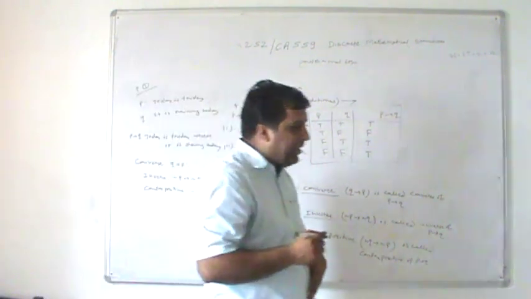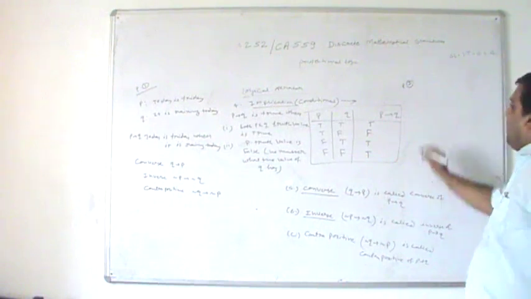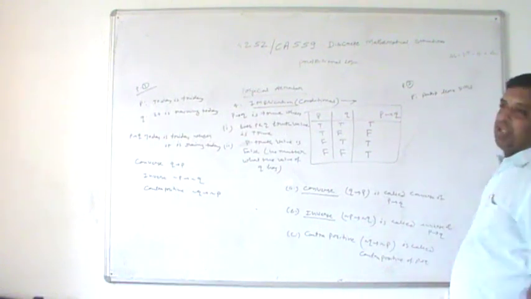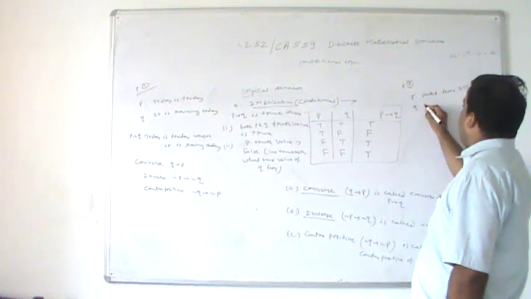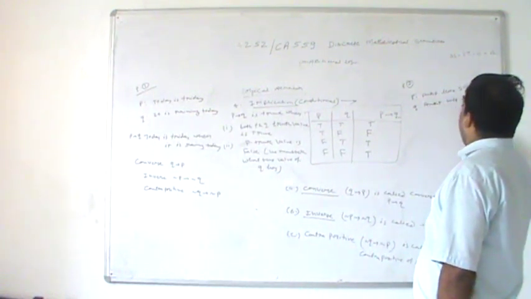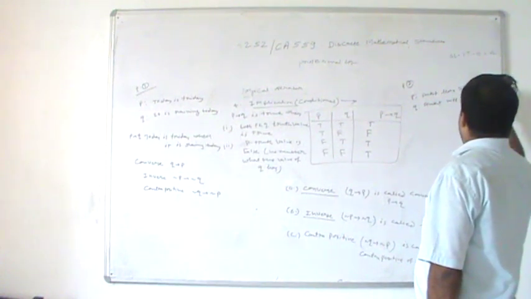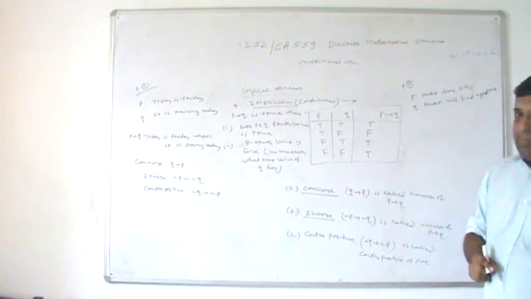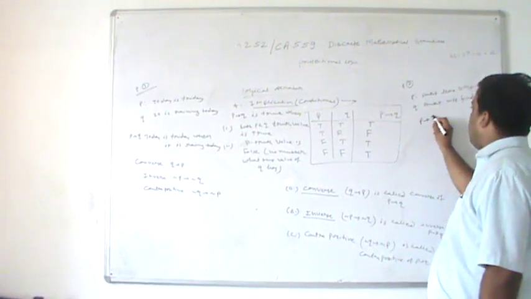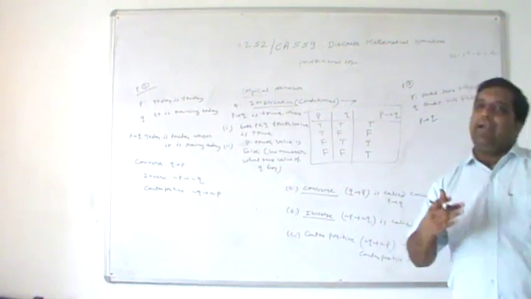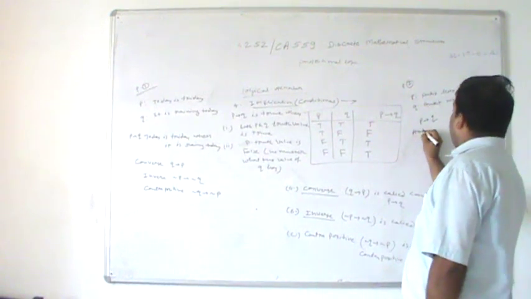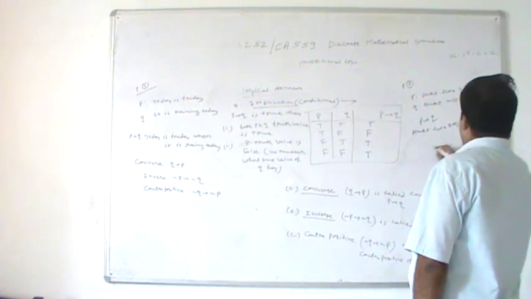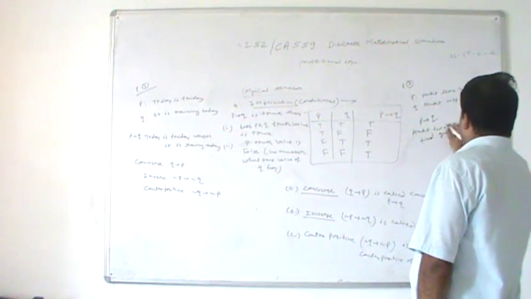Now another example we can take. If P, Ankit learned discrete mathematics structure, and Q, Ankit will find a good job. So now we want to represent it in the form of implication, the conditional. The implication is P implies Q: Ankit learned DMS, then he will find a good job. That is the P implies Q.